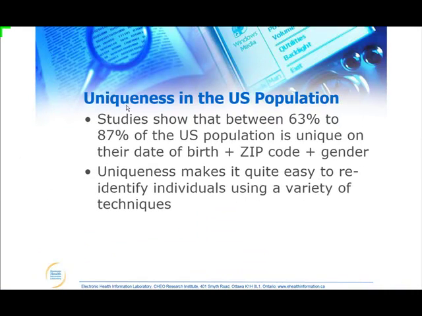So various studies have been done in the U.S. One was done showing that 87% of the U.S. population is unique on the date of birth, zip code, and gender. So if I know your birth date, zip code, and gender, then there's a good chance, and it varies depending on the part of the country, that I'll know who you are just from these three pieces of information, because these are quite close to being a unique identifier. A subsequent study showed that only 63% of the U.S. population is unique on these three variables. The issue with uniqueness is that it makes it easier to re-identify individuals.